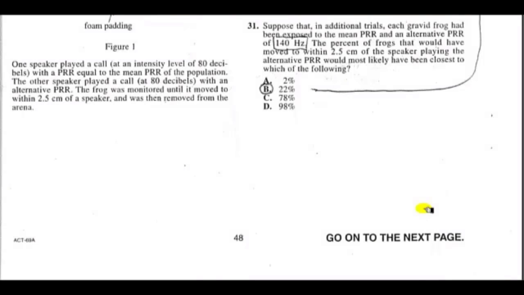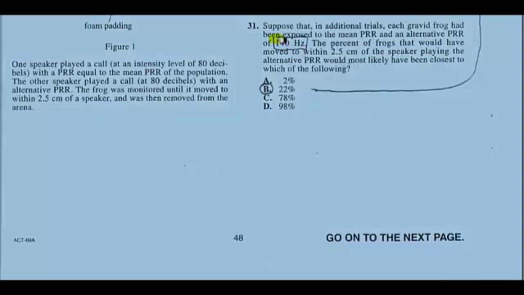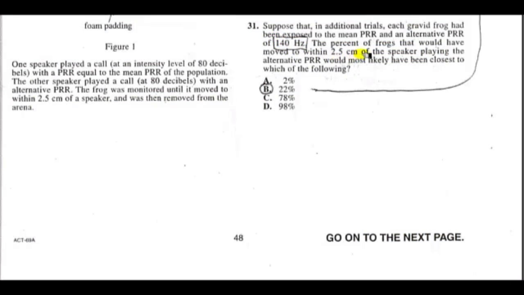Test 69A, Science Practice Problem number 31. 31 states, suppose that in additional trials, each gravid frog had been exposed to the mean PRR and an additional PRR of 140 hertz. The percent of frogs that would have moved to within 2.5 centimeters of the speakers playing the alternative PRR would most likely have been closest to which of the following?